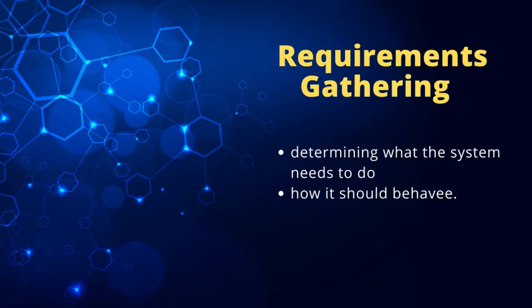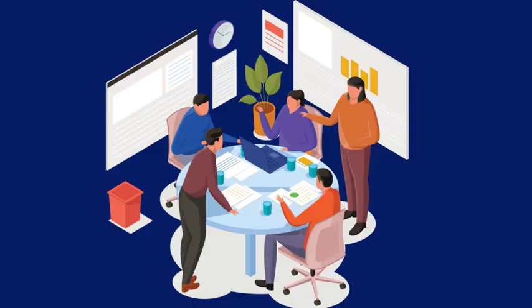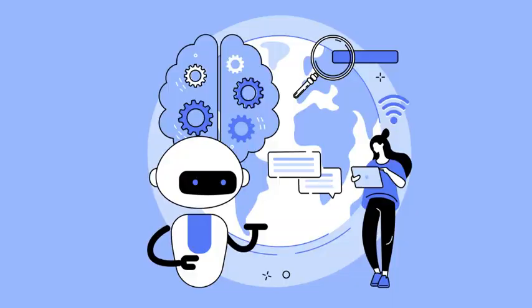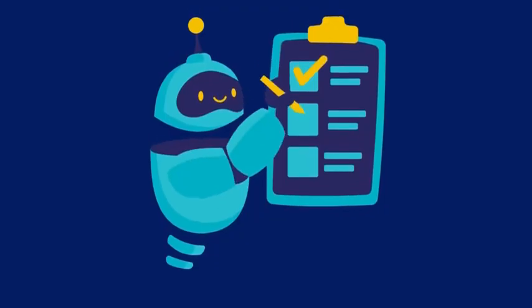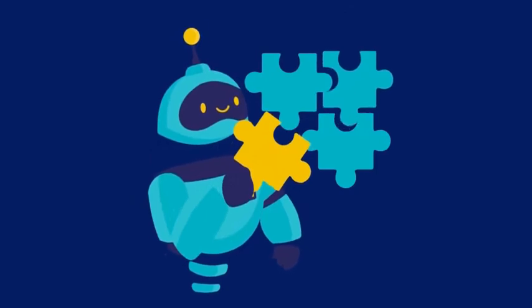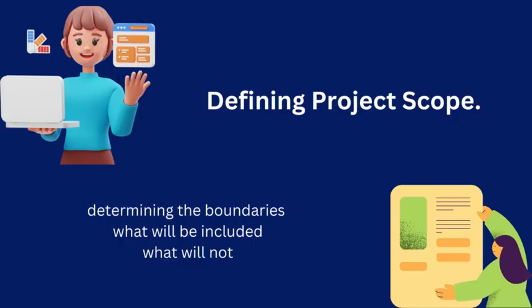This is usually done through interviews with stakeholders and end users, as well as by studying the environment in which the system will operate. Once the requirements are gathered, the next step is to define the project scope. This involves determining the boundaries of the project, including what will be included and what will not.